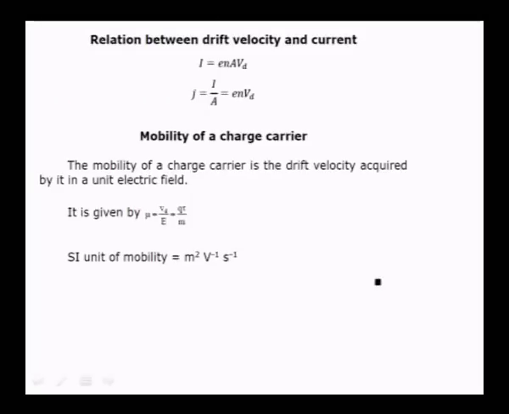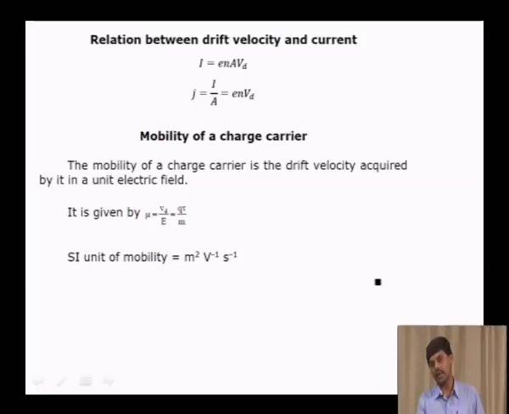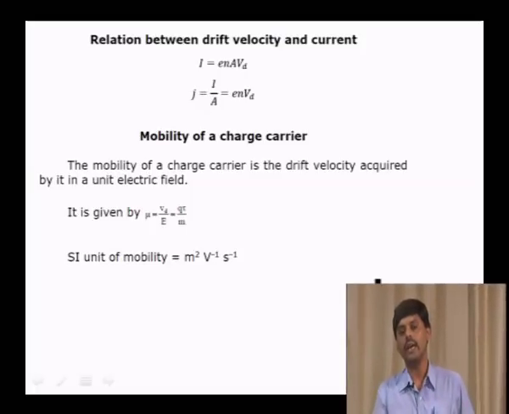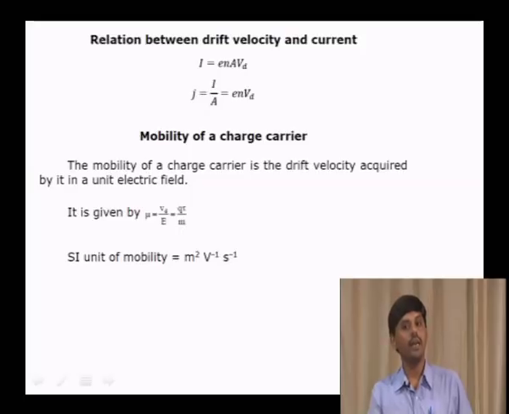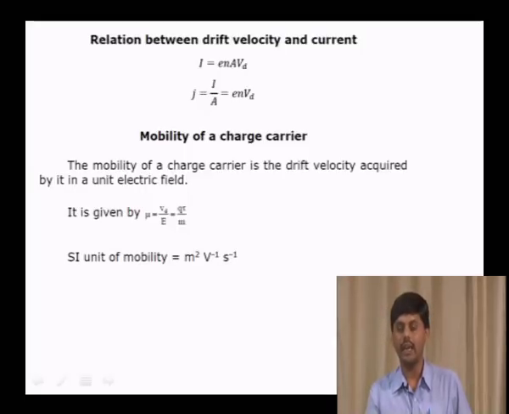Next, the relation between drift velocity and current. We have I is equal to n e A Vd, where e is the charge of the electron, n is the number density of electrons, A is the area of cross section, and Vd is the drift velocity. Also we can write J is equal to I by A, current per unit area. If you substitute the value of I in this equation, we get J is equal to n e Vd.